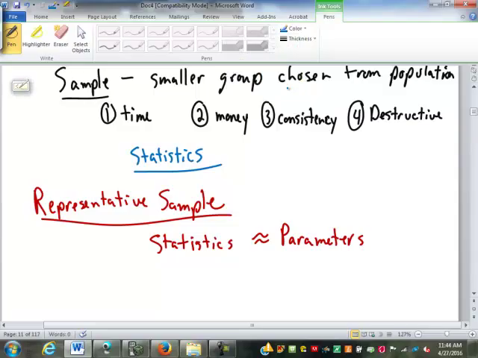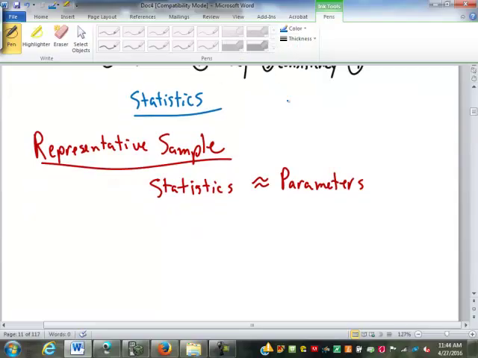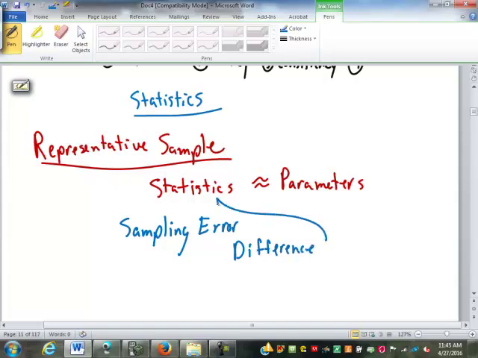Now, there are errors that are going to happen in here. There's what we call sampling error, which is what we're trying to avoid. Sampling error is the difference between the statistics we gather and the actual parameters. So for that example I gave, 40% of all people were going to vote for candidate A, but our sample said 65%. That's 25% sampling error.